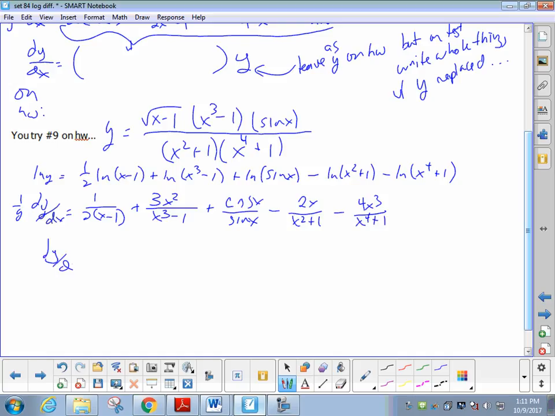So, if you showed the right side derivative clearly, and then in the step below that you said that thing, quote, quote, times y, on the homework I'd be okay. Is it clear how to do it, and what do I expect?